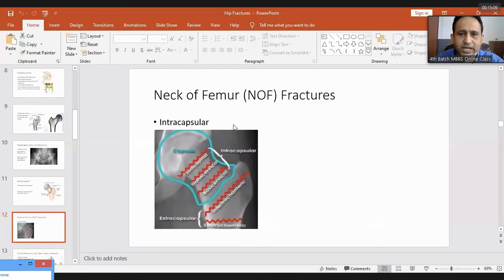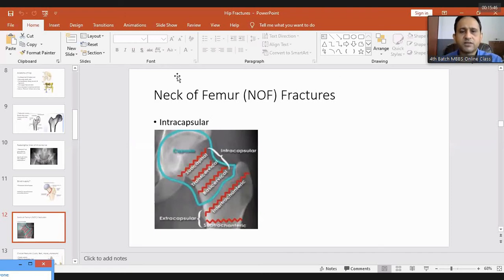So neck of femur fractures basically are the fractures occurring from the intertrochanteric line up to the head. These are intracapsular fractures. They are further divided into subcapital fracture, transcervical fracture if it occurs through the neck, and basicervical fracture. And sometimes if it occurs through the junction of the neck and the trochanter, that is called cervicotrochanteric. So basically there are 4 kinds of neck of femur fractures. We'll briefly go and classify.